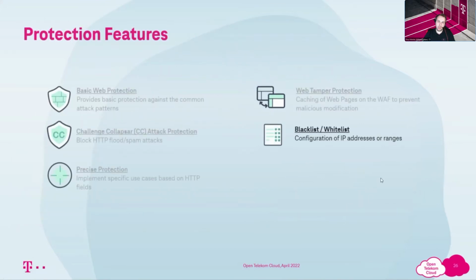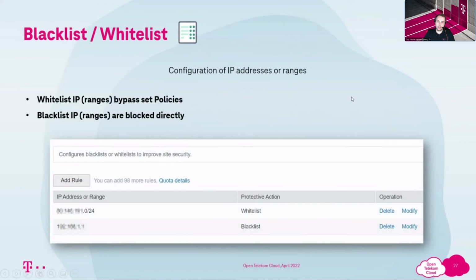Last but not least, we have a blacklist and a whitelist for IP addresses. This works as you would expect. You can enter either a single IP address or an IP address range, using CIDR notation like /24, to block a whole IP address range.